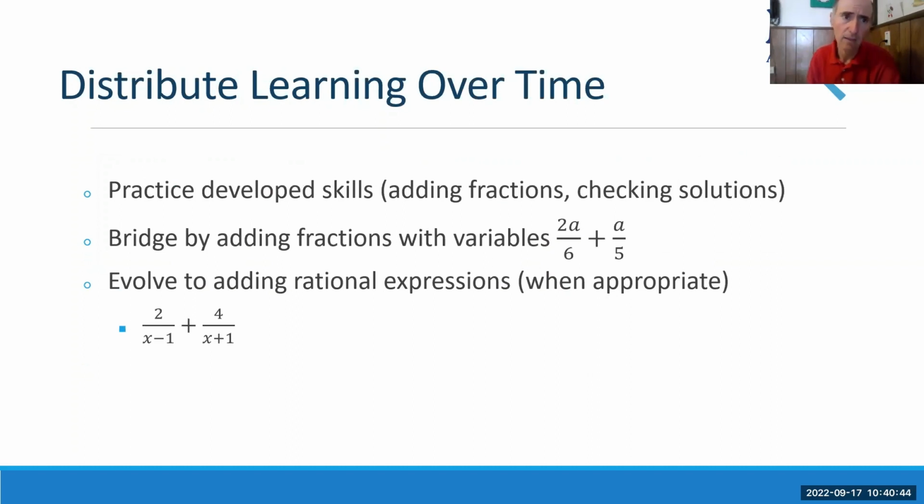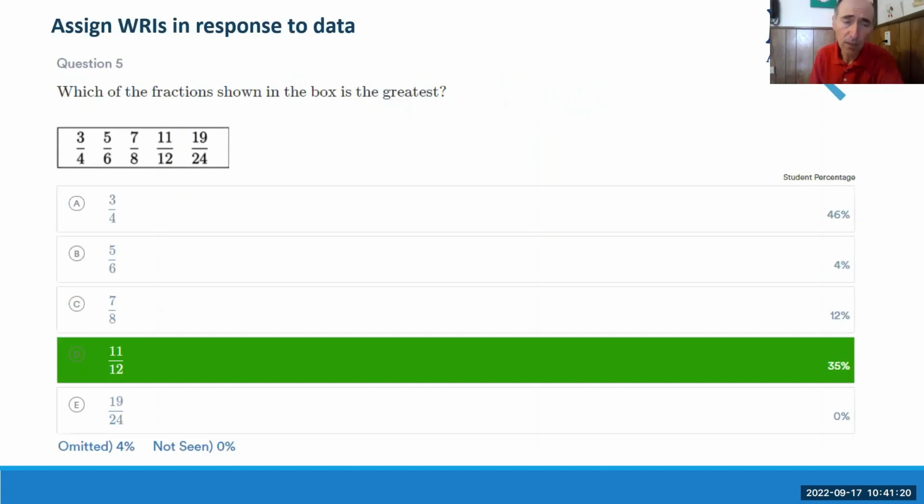Also, this idea of spiraling and distributing the learning over time, you can make sure that they have opportunities to keep practicing these skills, and then eventually you can start adding some variables in there. So now they can add fractions or expressions that are actually rational expressions with different denominators, and eventually they're going to be able to add rational expressions. The concept is exactly the same as the one for adding fractions, but now they have to do it for rational expressions.